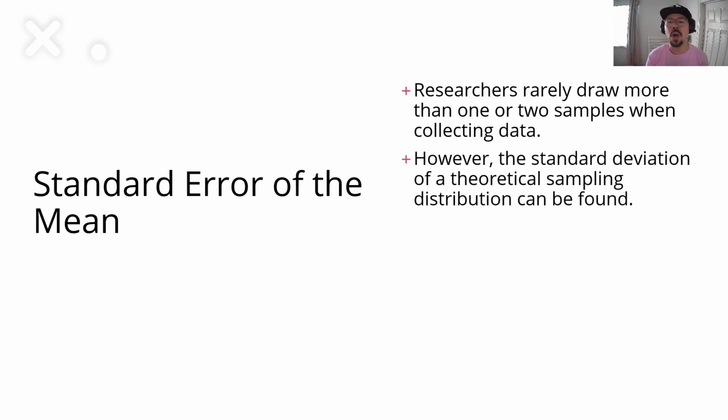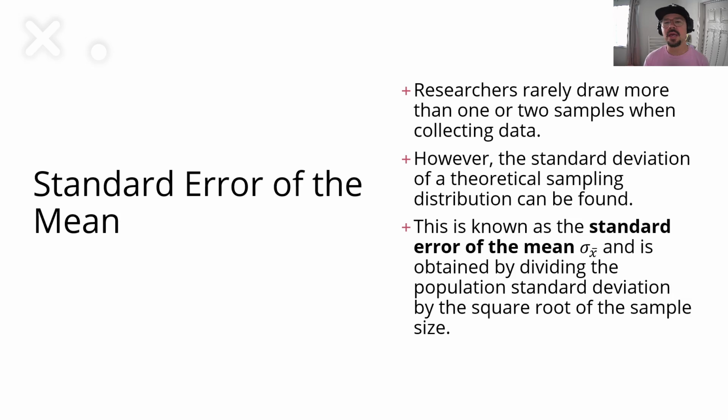So while we cannot necessarily gather population level data, and we don't necessarily collect more than one, maybe two samples of data, the standard deviation of a theoretical sample, a sampling distribution, can actually be determined. And the way that we do that is through this idea of the standard error of the mean.